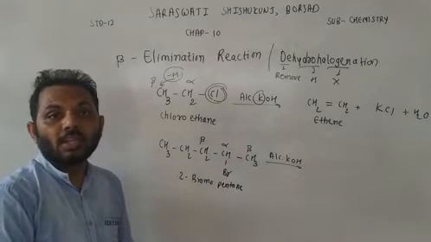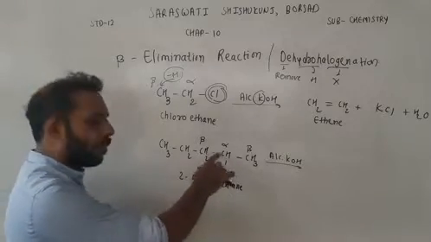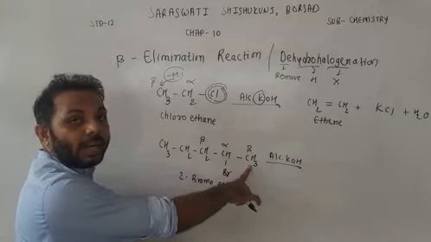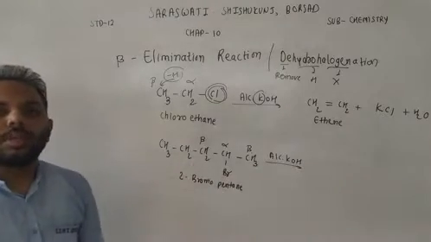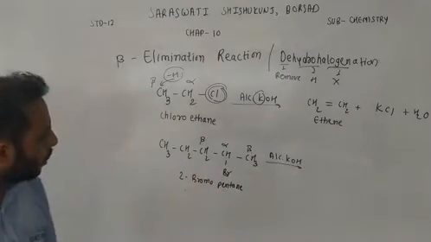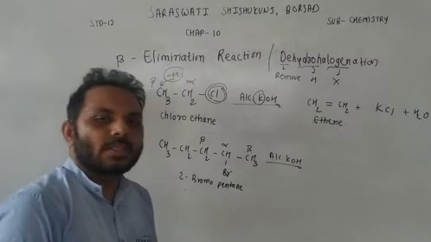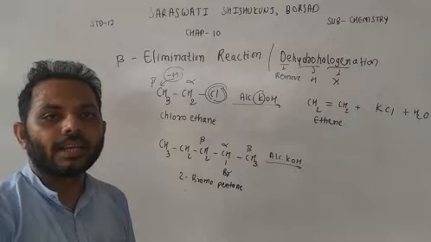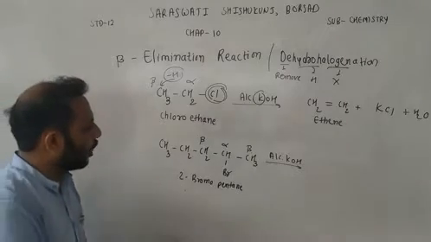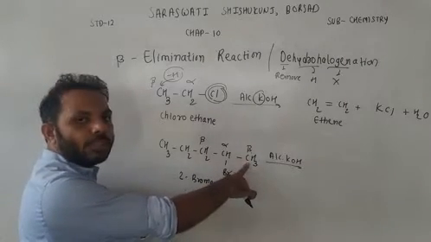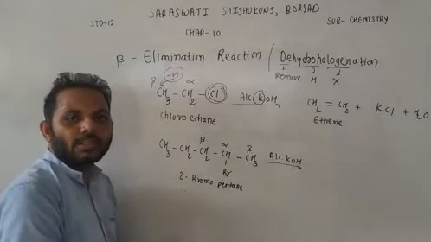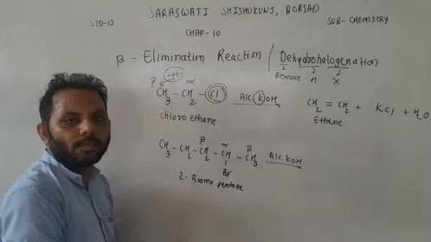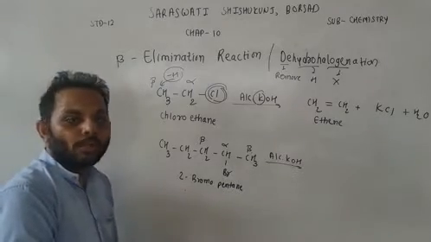So the neighbor carbon is always beta carbon. So if this is alpha carbon, then there are two possibilities of beta carbon. This carbon can be beta carbon. This carbon can also be beta carbon. Now, if two beta carbons are there, then there are possibilities of two products. We can get two products. If hydrogen is removed from this beta carbon, then one product is there. If hydrogen is removed from this beta carbon, then a second product can be formed. Okay, let's write both the products.